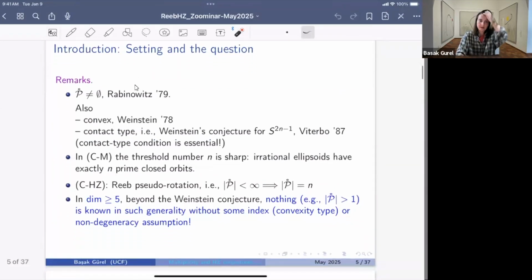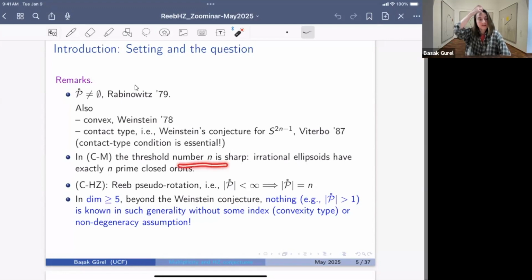A few things. If I'm going to talk about multiplicity to begin with, it would be good to know that there is at least one orbit. In the star-shaped case, this goes back to Rabinowitz, 79. So we have at least one prime closed orbit. Before this, it was proved for convex hypersurfaces by Weinstein. And then, of course, Viterbo proved the Weinstein conjecture for this sphere. So we know that this is the case for all contact type hypersurfaces.